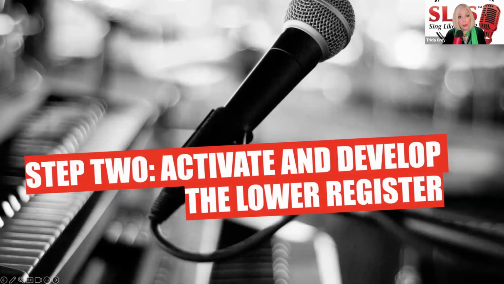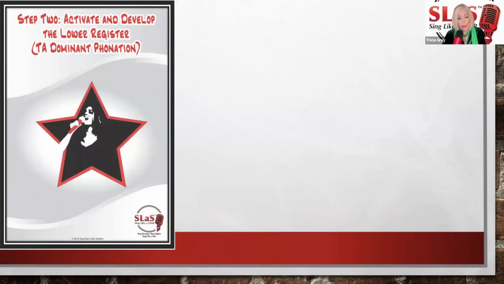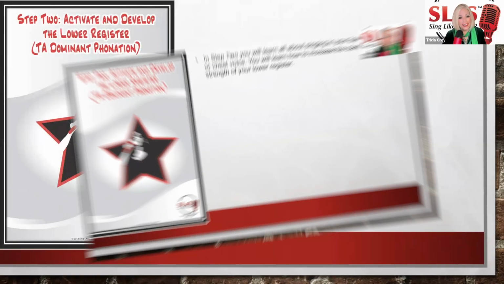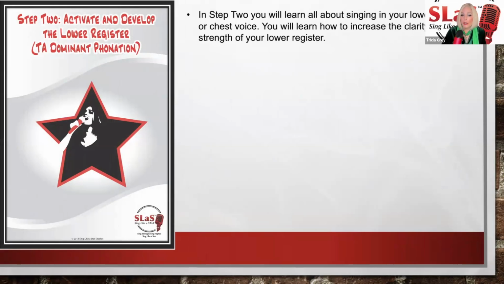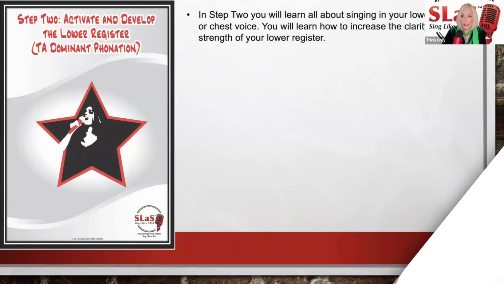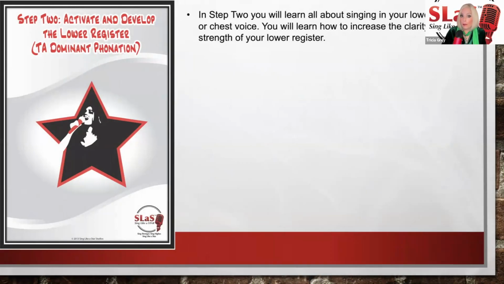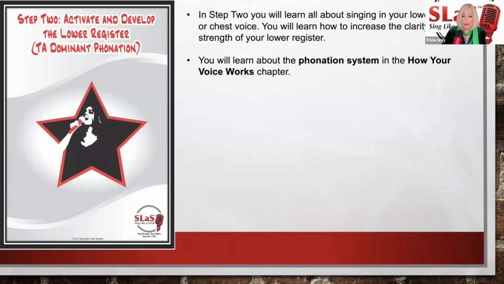Activate and develop the lower register. The lower register is also referred to as TA dominant phonation. In Step 2, you will learn all about singing in your lower register or chest voice. You'll learn how to increase the clarity and strength of your lower register. You will learn about the phonation system in the How Your Voice Works chapter.